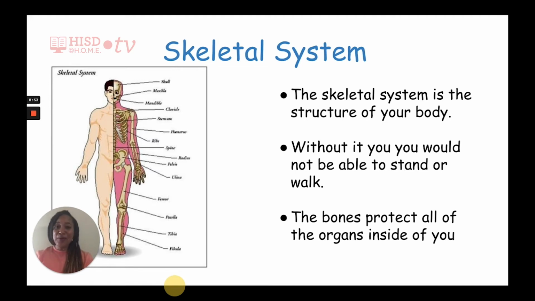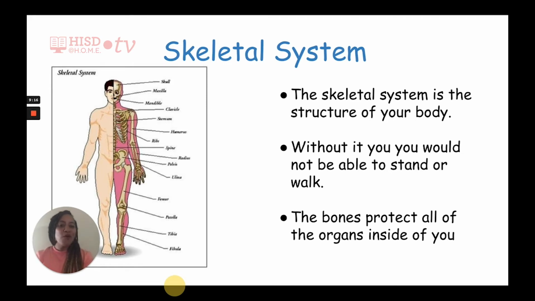I know most of you are familiar with the skull. What organ does the skull protect? The skull is part of the skeletal system. So what organ does the skull protect? Yes, our skull protects our brain.